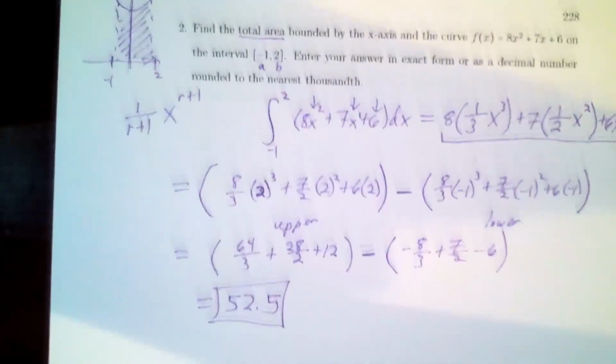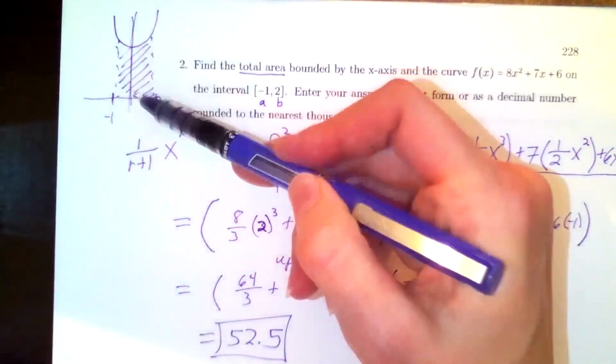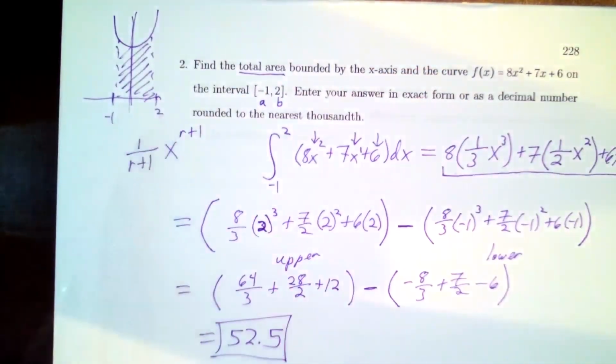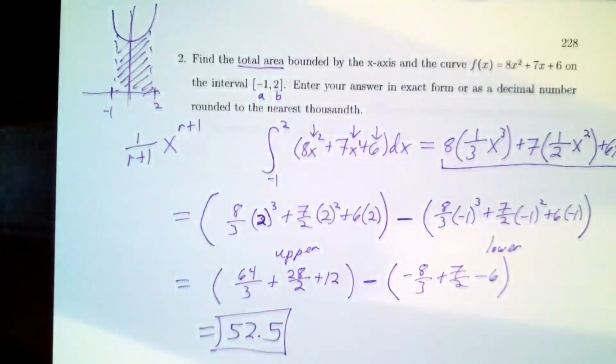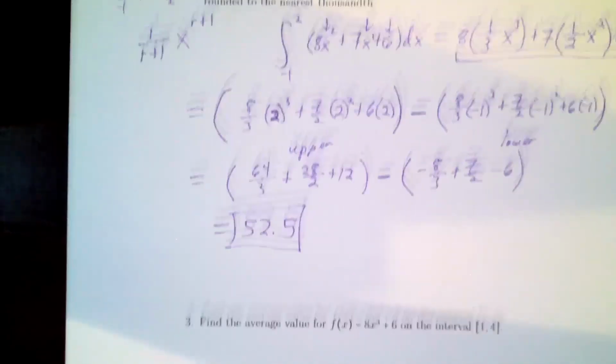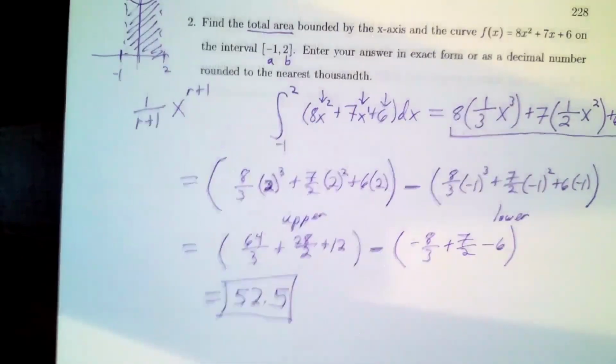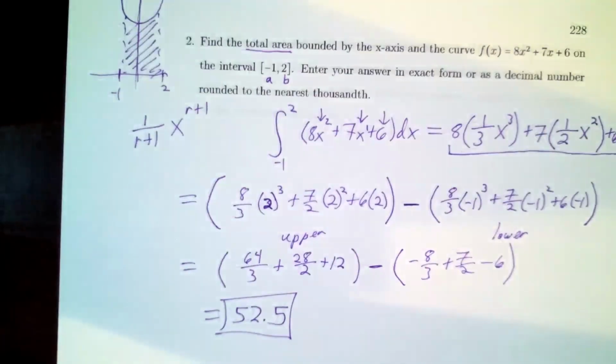So this is the area between this curve and the x-axis between -1 and 2. 52.5 units. All right.